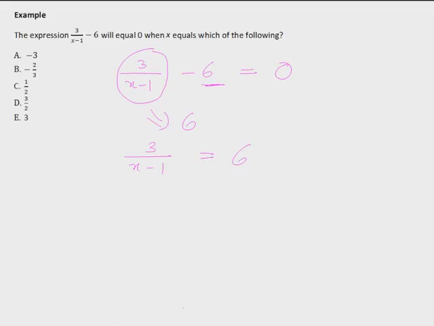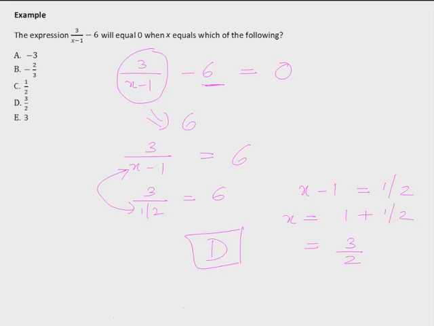3 divided by something should give 6. So obviously that something should be half. 3 divided by half is equal to 6. So I want the denominator to be half. So I want x minus 1 to equal half. So I want x to equal 1 plus half, which is 3 by 2. The answer is D.